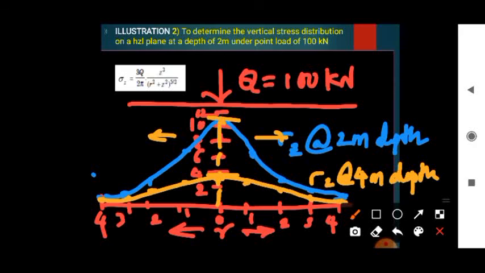This similar sketch you have to plot on normal graph paper by taking the two depths into consideration, 2 meter as well as 4 meter, and you can cross check or verify the pattern of the vertical stress distribution curve. So with this I will wind up today's session.